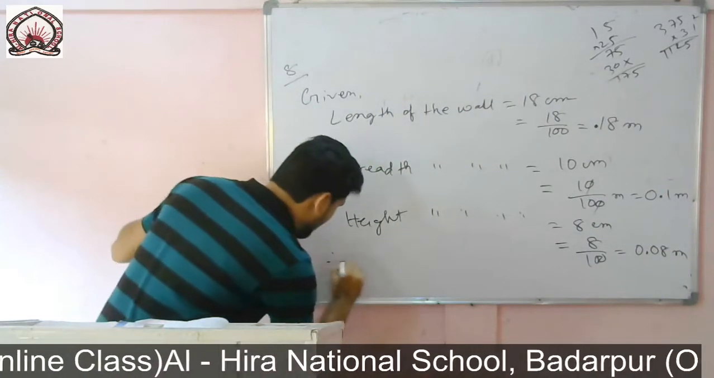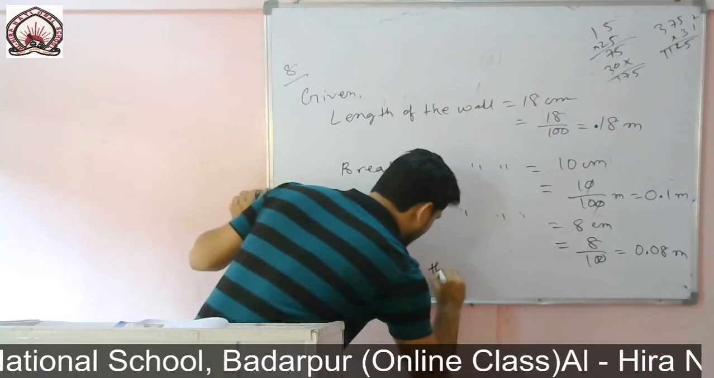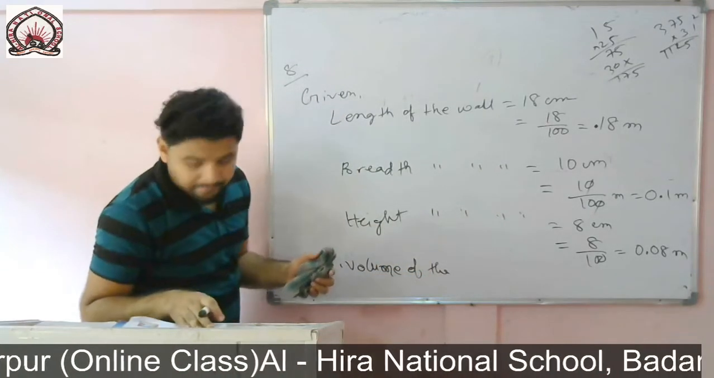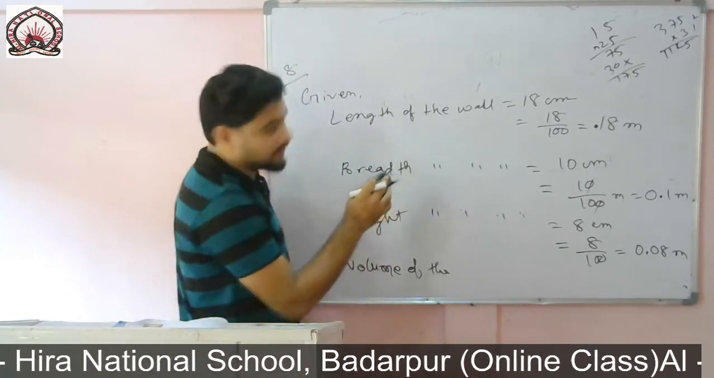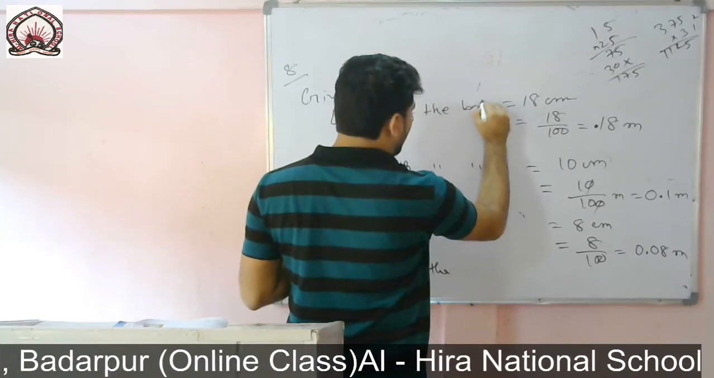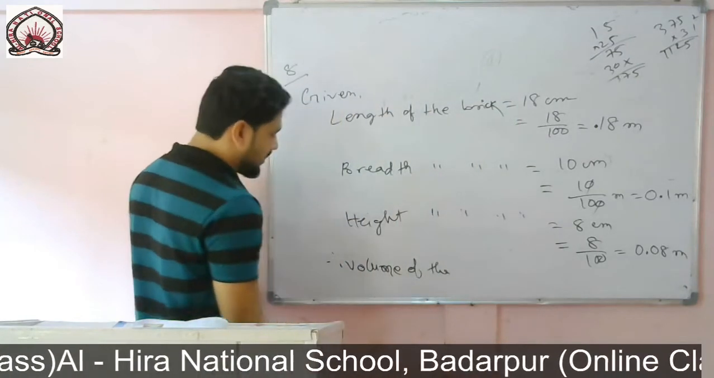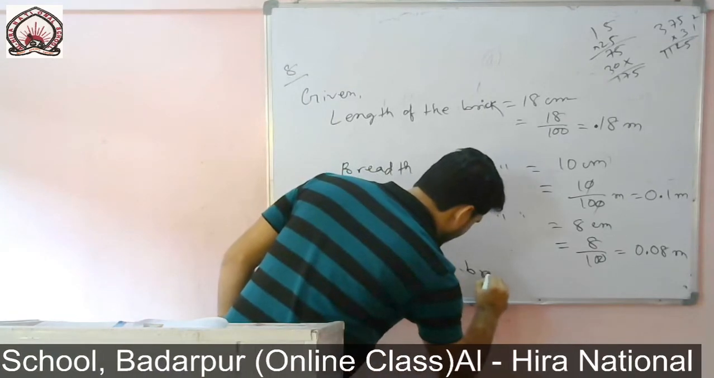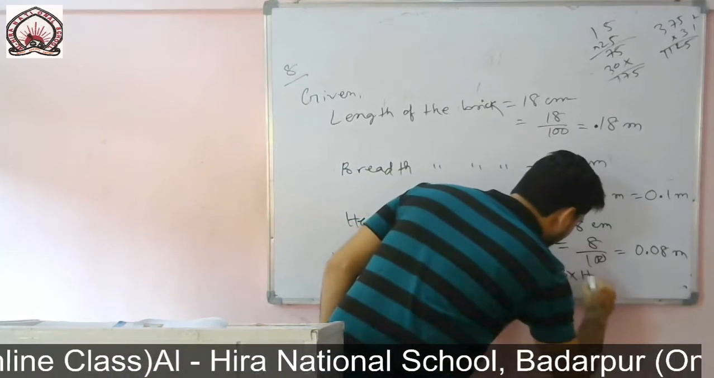Okay, therefore volume of the, that is length of the brick, length of the wall, not length of the brick. Okay, length of the brick, it is length of the brick. Okay, volume of the brick will be what? Length into breadth into height.